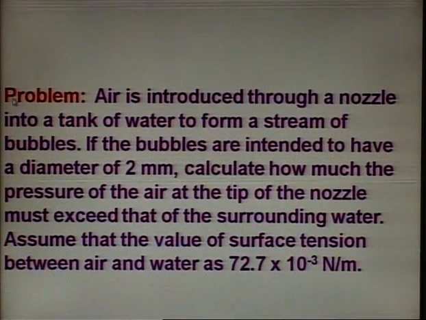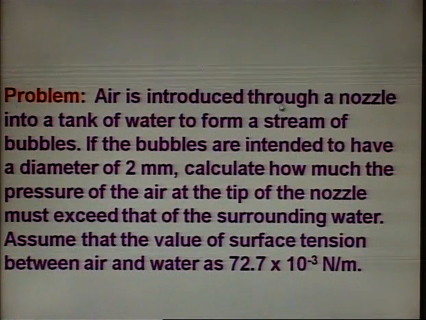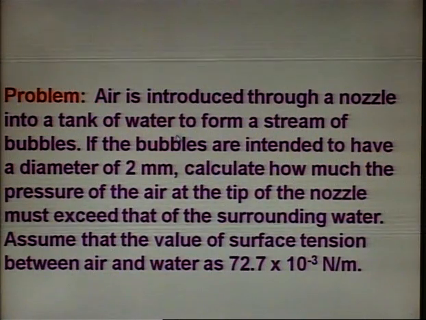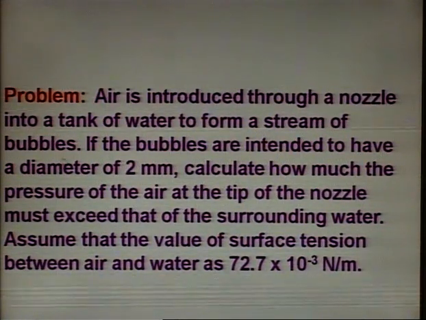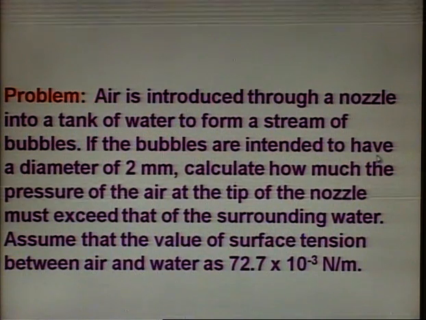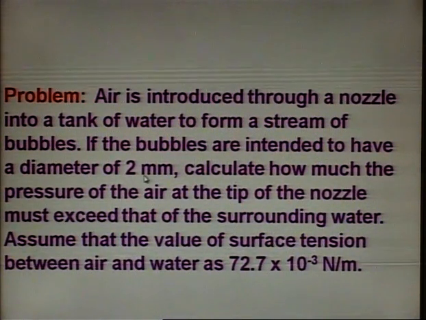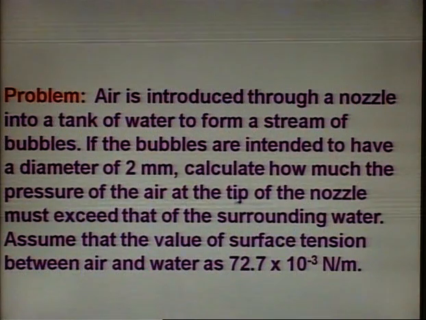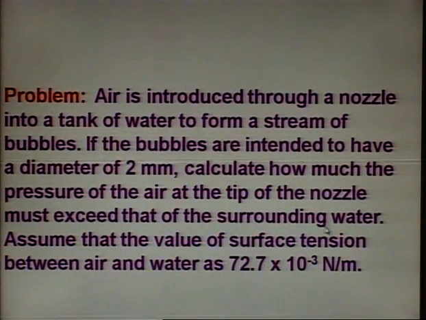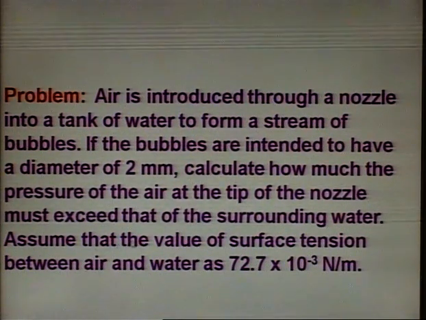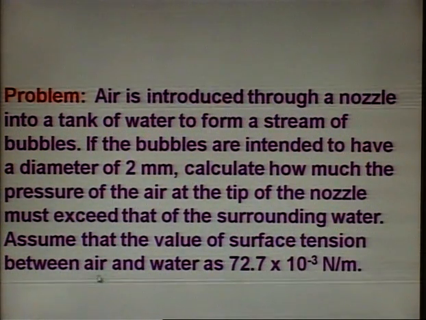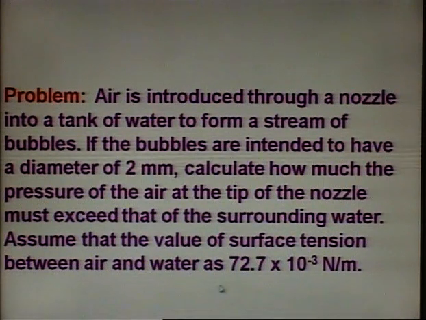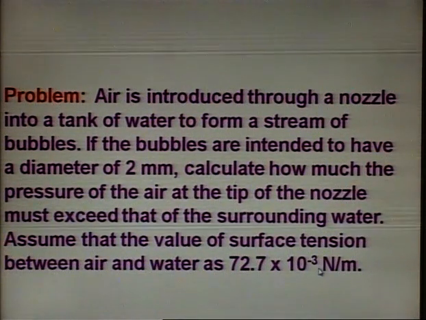Next, another example is, air is introduced through a nozzle into a tank of water to form a stream of bubbles. If the bubbles are intended to have a diameter of 2 mm, calculate how much the pressure of the air at the tip of the nozzle must exceed that of the surrounding water. Assume that the value of surface tension between air and water is 72.7 into 10 raised to the minus 3 Newton upon meter.